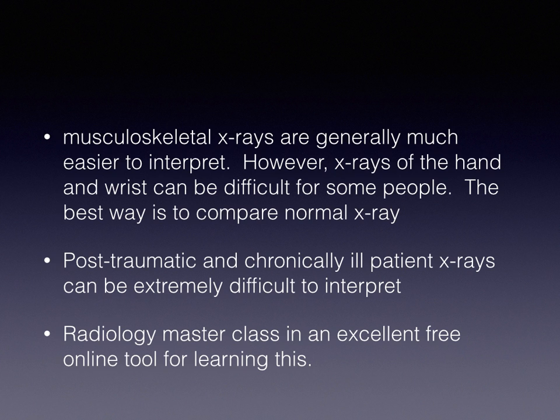When we talk about x-rays, which is another kind of image that you would encounter on a board exam, musculoskeletal x-rays are generally much easier to interpret. However, x-rays of the hand and wrist can be difficult for some people. It can be difficult to see, especially in the fall on an outstretched hand, where the fracture is, if there is one.